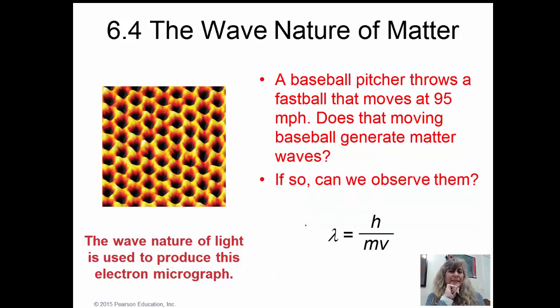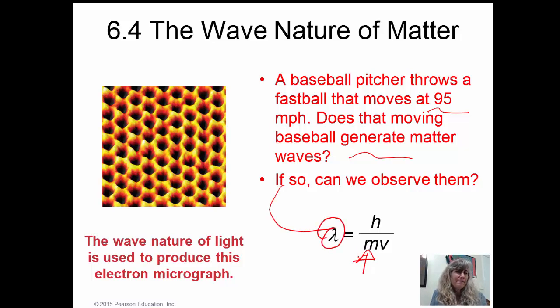Using this equation, let's bring that to classical mechanics or physics. What if I have a baseball and not an electron? If we did the math here, what do you think would happen? Let's say my baseball is moving at 95 miles per hour. A pretty good pitcher, huh? Does it generate matter waves? Meaning, can we see this? Could we see that wavelength of light?